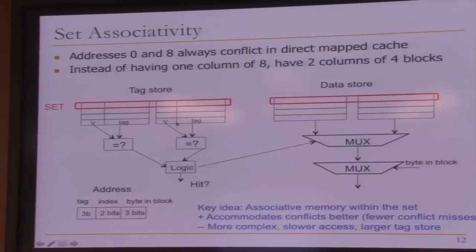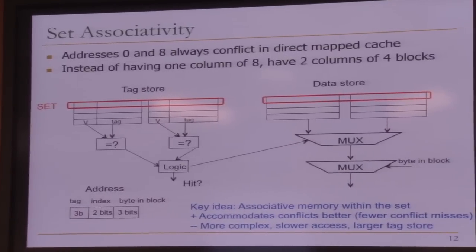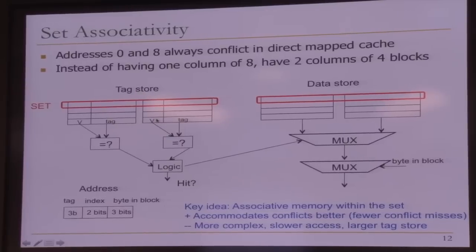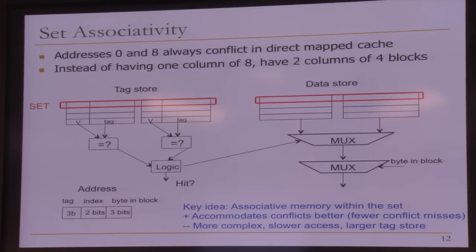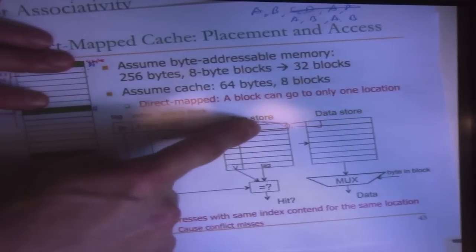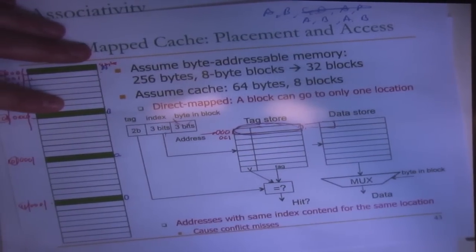And there may need to be other things in the tag store. Like one question we will see: if you have these two things in the cache, and you want to bring in a third thing, which one do you replace? Right. That question didn't really exist in the direct map cache, right? In the direct map cache, you have this thing over here, let's say block A, and you're bringing in block B, you replace block A, right?